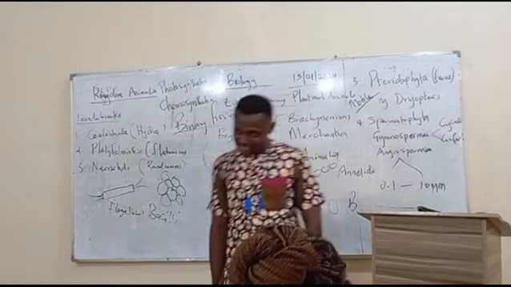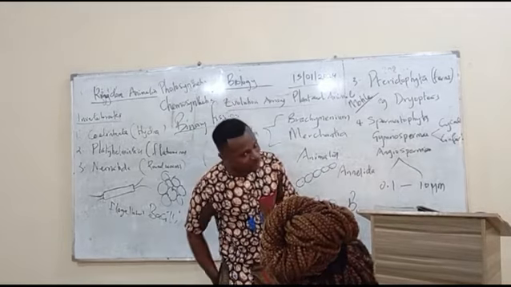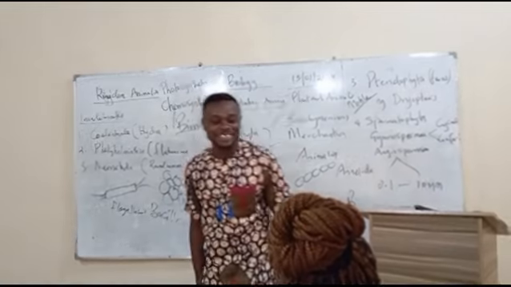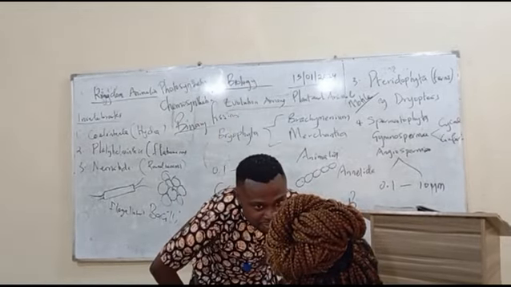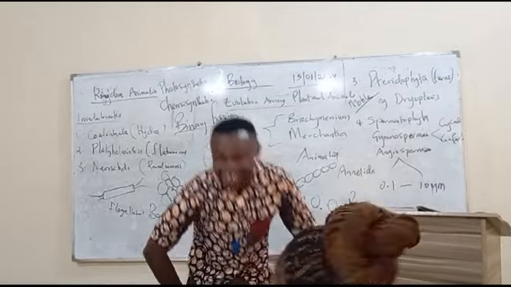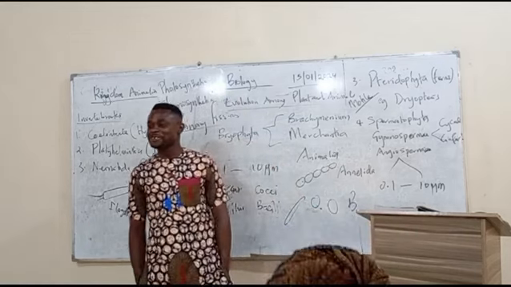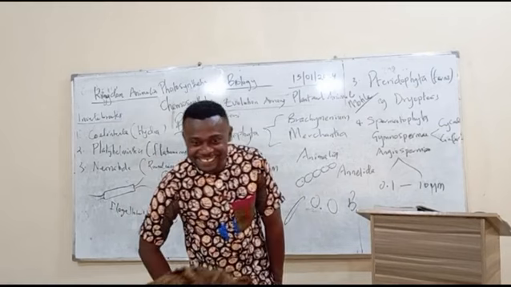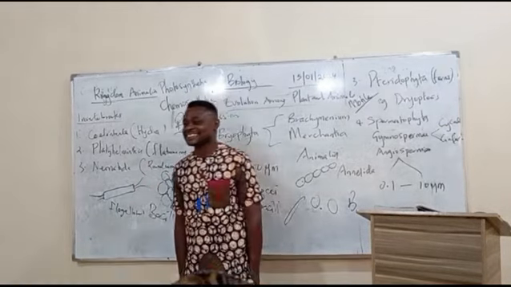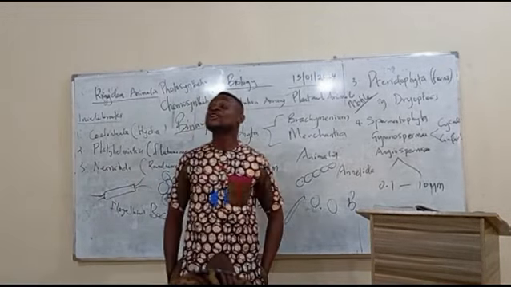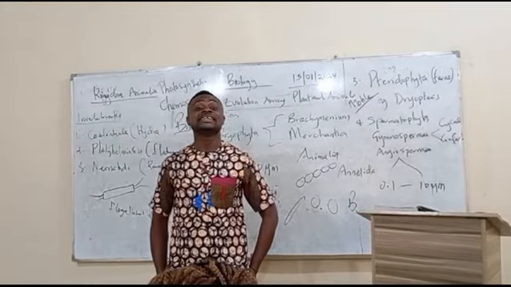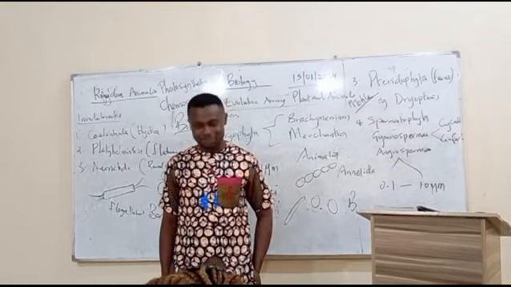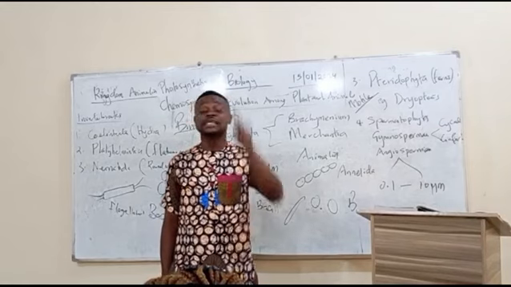Okay, let me ask another question. What is the name of the cell division that occurs in sexual reproduction? Okay, it's confusing. It's not binary fission. We know that binary fission is a form of asexual reproduction. I'm asking you a question. What is the name of the cell division?